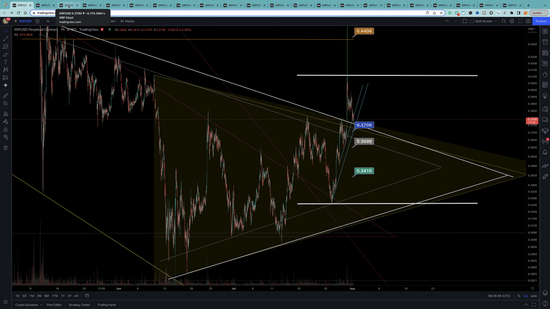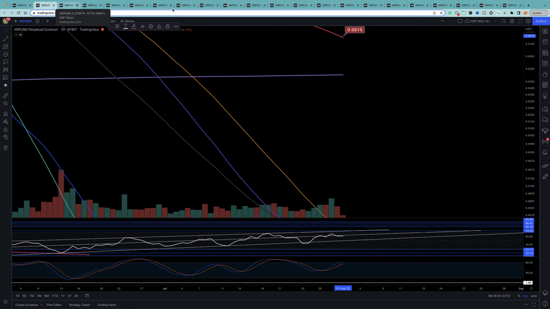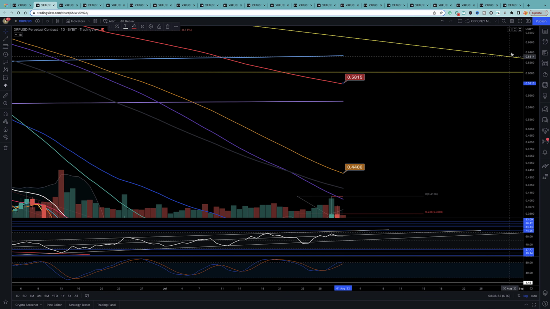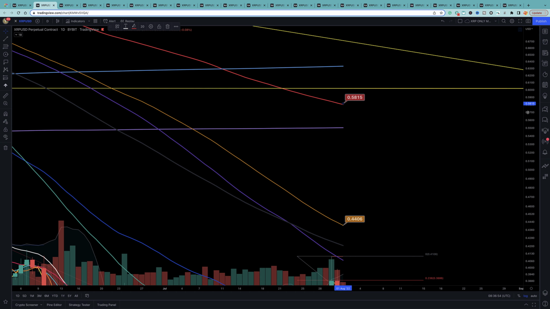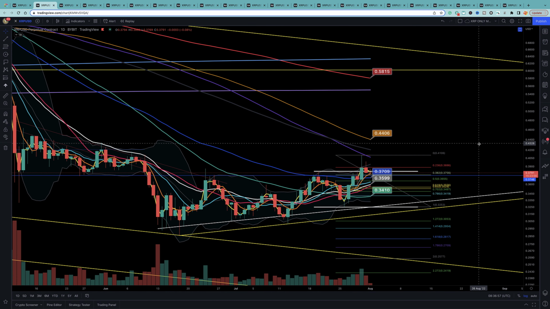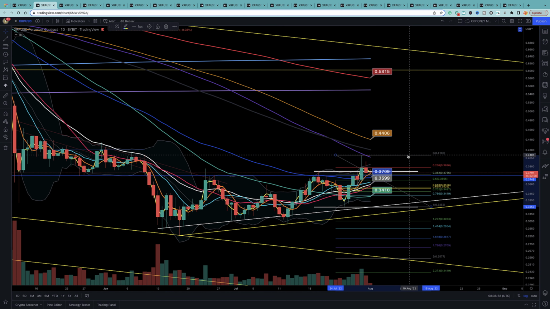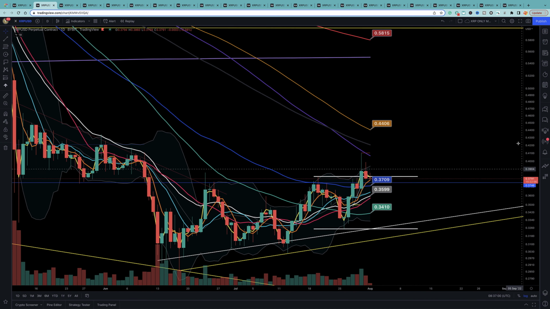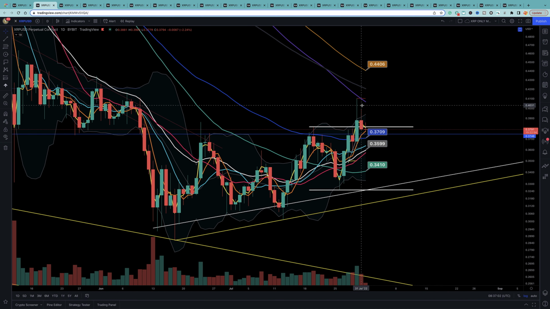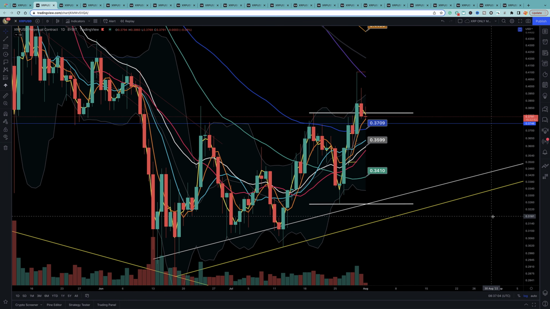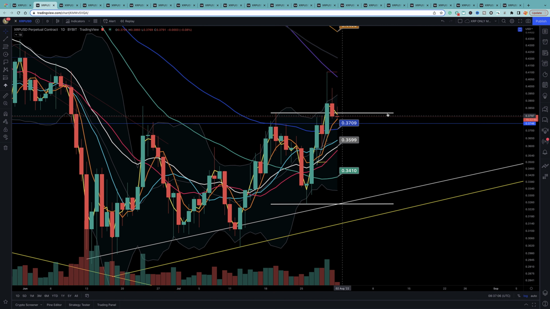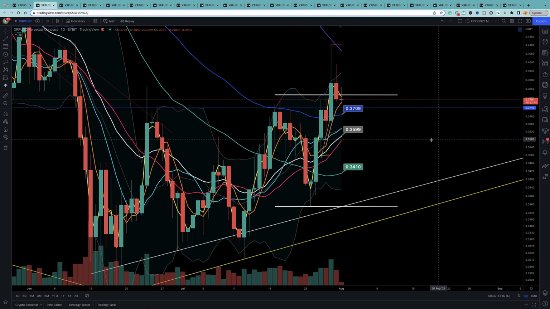If I flick to the MAs first, just as a simple story being told here, the impulse is in a correction at the moment, and the question is how far is it going to go? Because it looks like it's ready to pump. This is the daily, but it is in a correction.